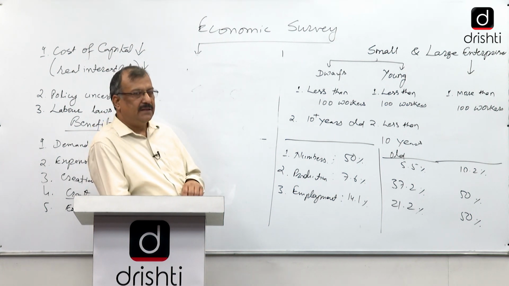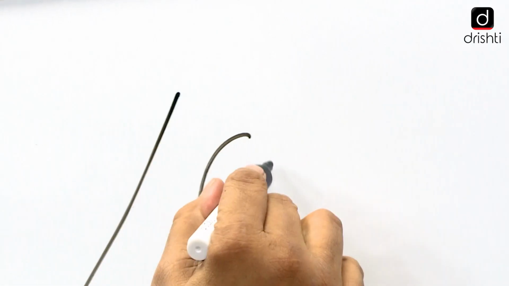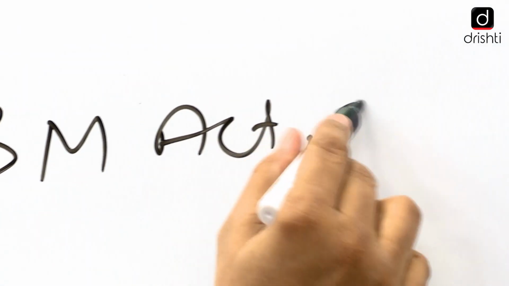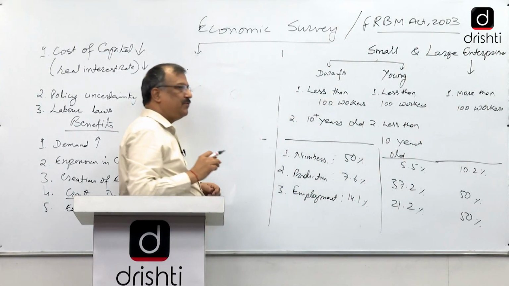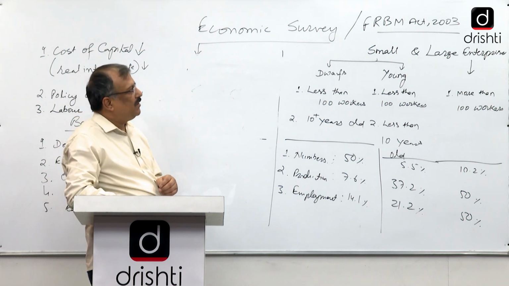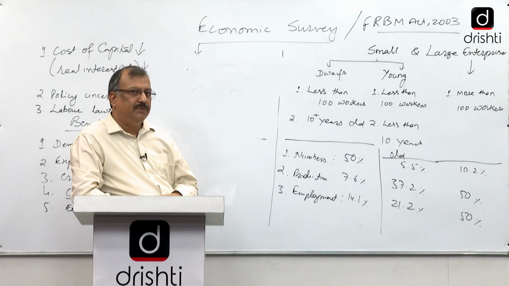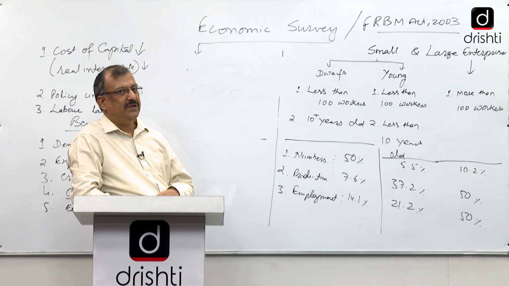There is another fact: in 2003, the FRBM Act was passed, and in the FRBM Act there is a provision that apart from this annual economic survey, a half-yearly economic review should also be presented in Parliament. The first half-yearly economic review, which is not called a survey but an economic review, was presented in November 2003, and there is also a provision that a quarterly economic review should be presented in Parliament. The first quarterly review was presented in Parliament in July 2003.